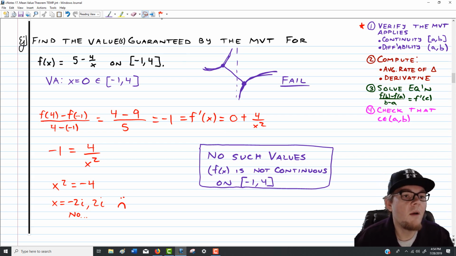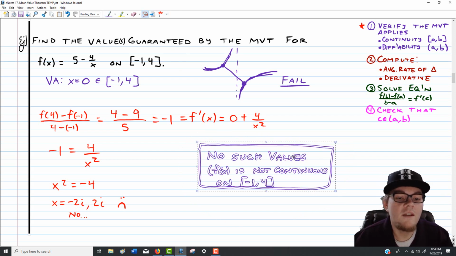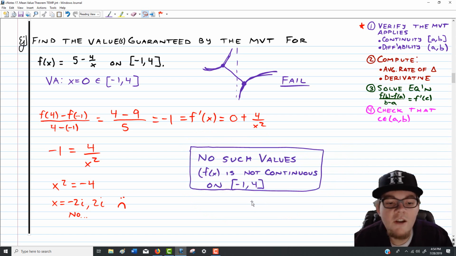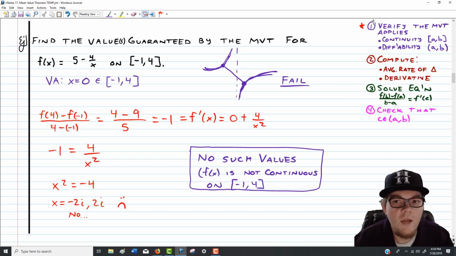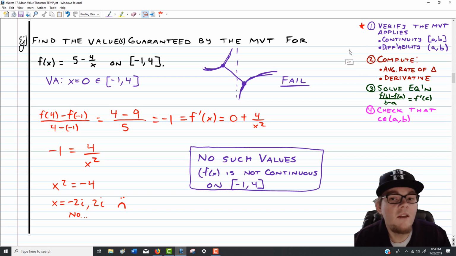Otherwise, you might spend time on a problem that is either impossible and is going to give you such nonsense as imaginary x values, or you could just spend a bunch of time, get a value, and have it not be guaranteed by the mean value theorem and miss the points anyway. So again, do not forget to check that the mean value theorem applies. That's a really, really essential step of your process.